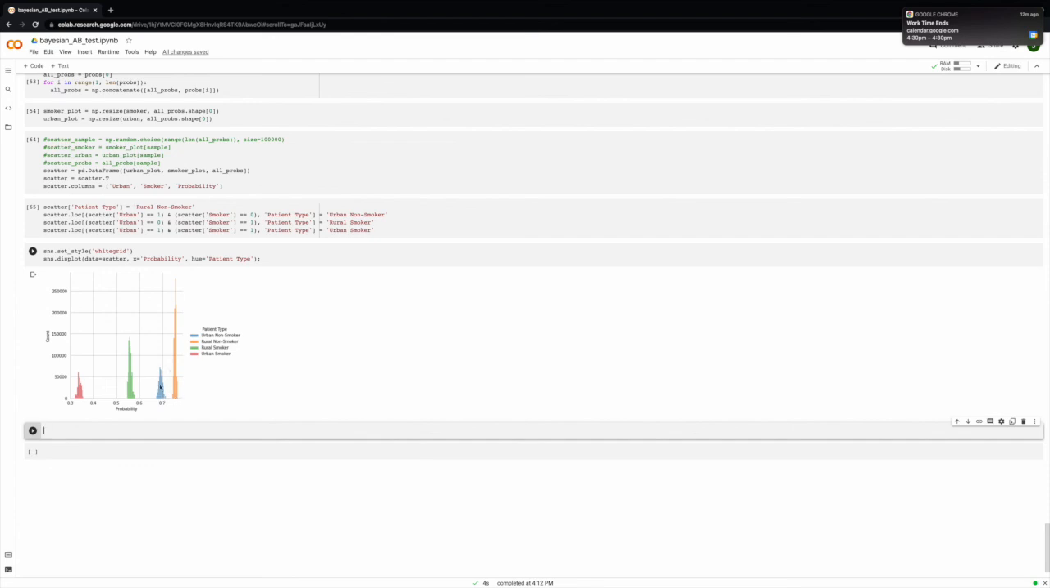We can see urban non-smokers are next. They're a bit more spread out, but they're pretty survivable. We've got rural smokers, and then way down here, urban smokers being by far the least likely to survive. In fact, they're the only group that has less than 50% probability of survival.